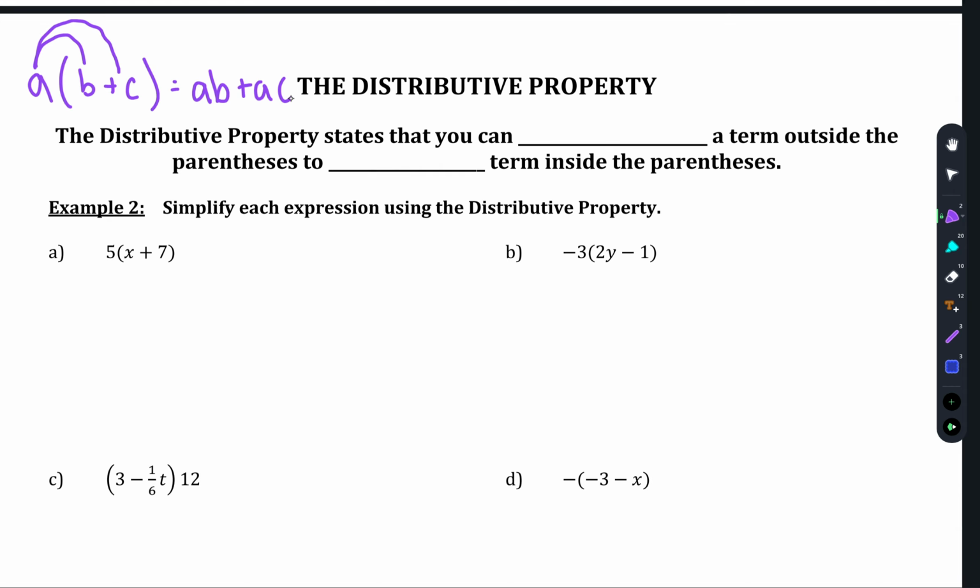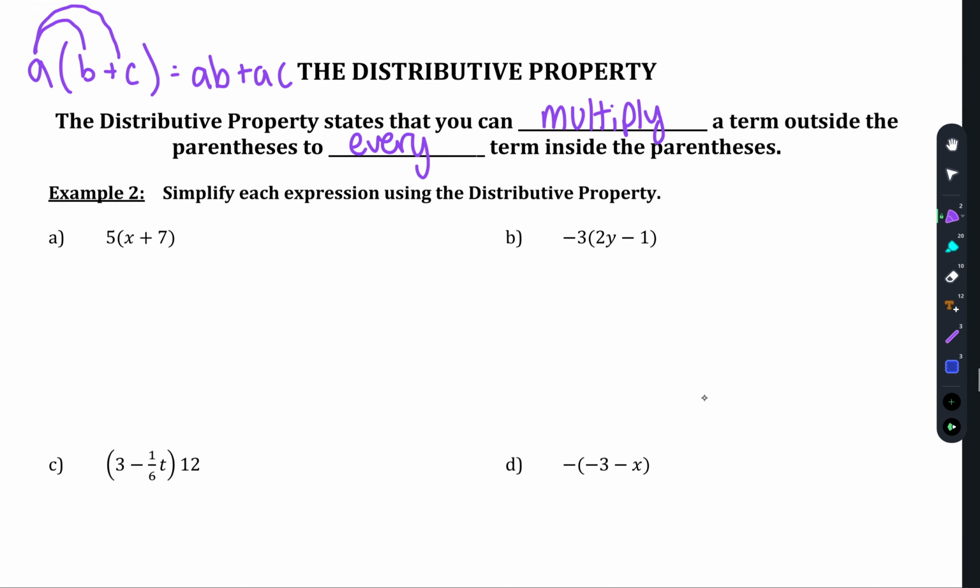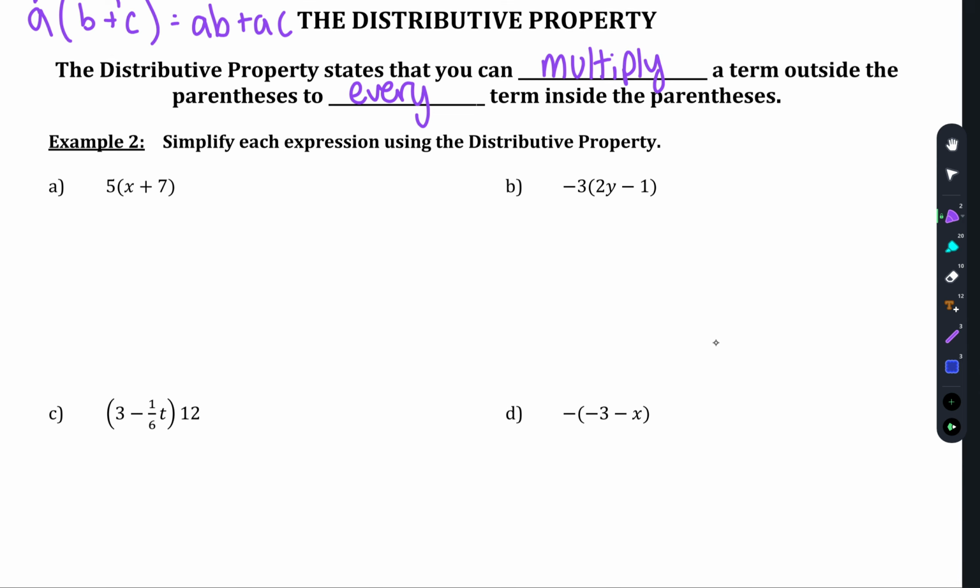Okay. So the distributive property states that you can multiply a term outside the parentheses to every term inside the parentheses. So if I look at letter A, I have a 5 on the outside of my parentheses. I'm going to draw my little bridges here to show that I'm multiplying 5 times x, which is just 5x. And I'm multiplying 5 times 7, which is 35.